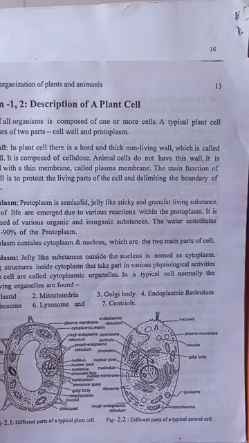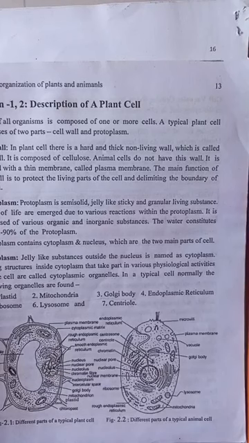Protoplasm. Protoplasm is semi-solid, jelly-like, sticky and granular living substance. Signs of life are emerged due to various reactions within the protoplasm. It is composed of various organic and inorganic substances. The water constitutes the 67 to 90% of the protoplasm. Protoplasm contains cytoplasm and nucleus, which are the two main parts of cell.